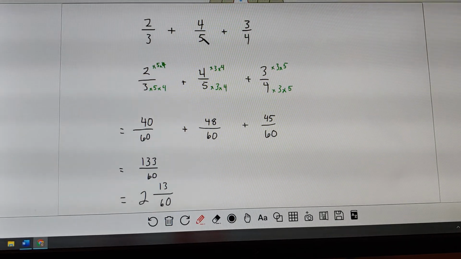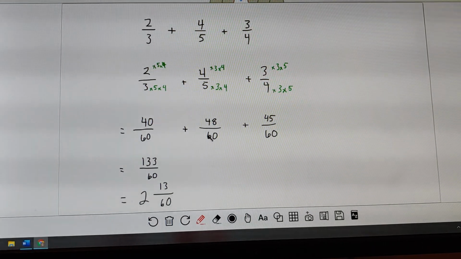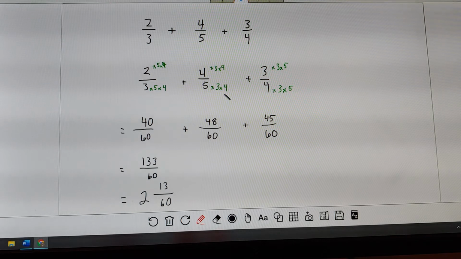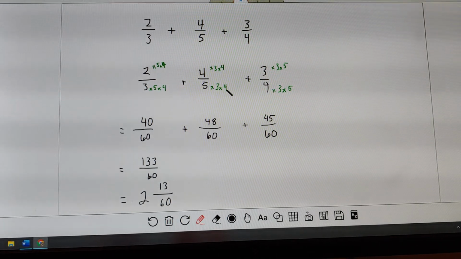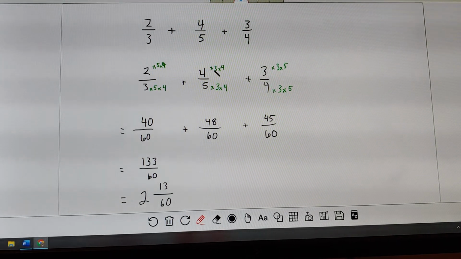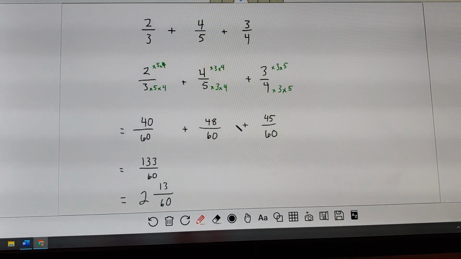So that's the equivalent fraction of 2/3 as a fraction over 60. And then I'm looking at 4/5. What did I do to 5 to get it to be 60? Well, I multiplied 5 by the other two denominators, so by 3 and by 4. So 3 times 4 is 12, times 5 is 60. 3 times 4 is still 12. 12 times 4, 48.